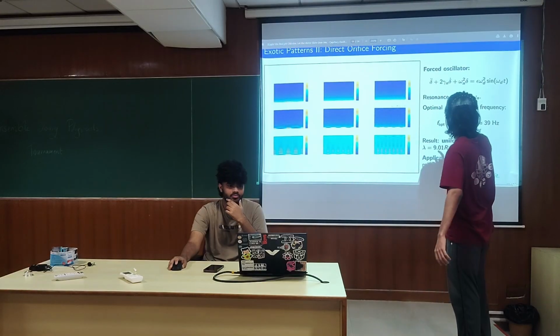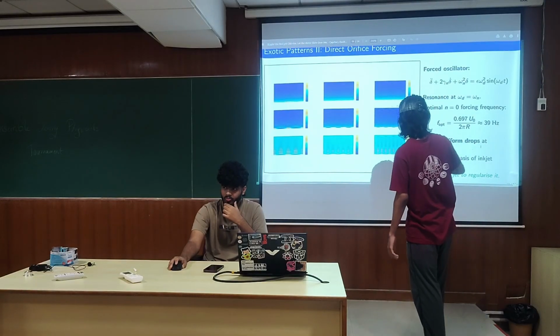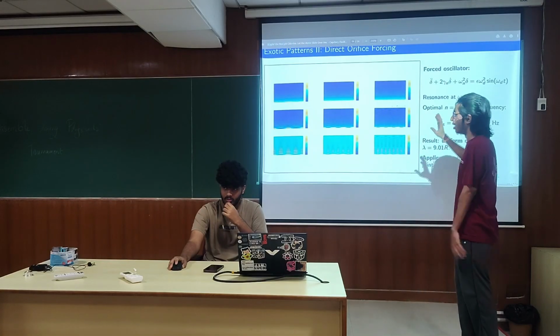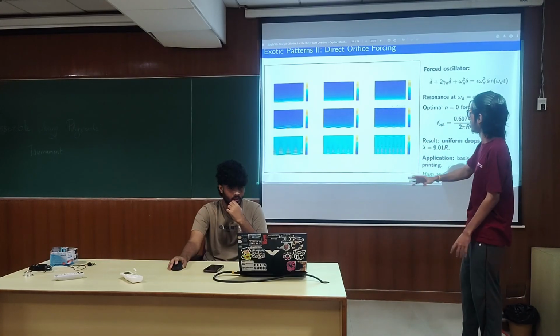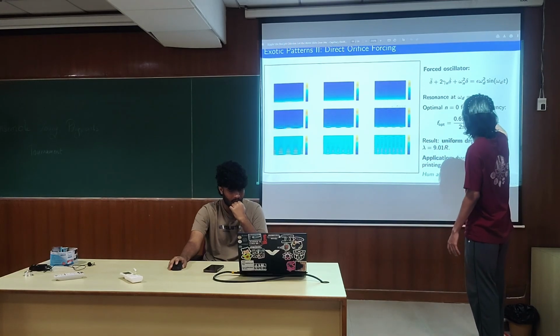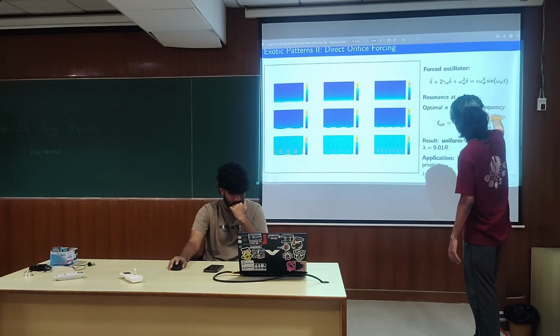Move down. And this we have done a direct orifice oscillation, the application of which we find in jet printing. We have basically added a forced oscillation term to the differential equation. These are the jet characteristics that we get. And this is the optimal forcing frequency, for n equals 0 that we have maintained, which is 39 Hz.